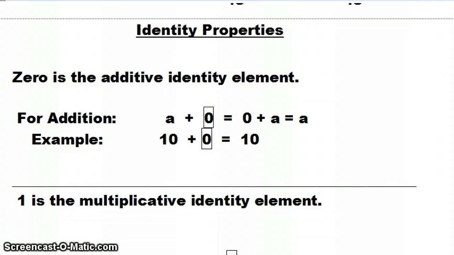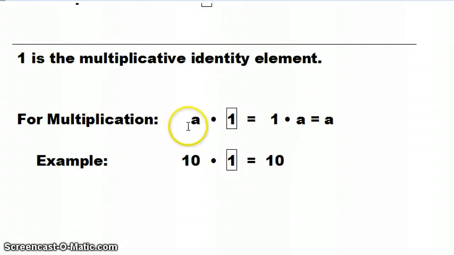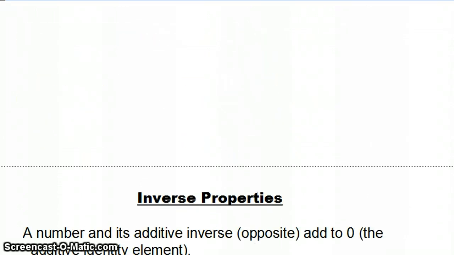For multiplication, it's called the multiplicative identity element. We can take 1 and multiply it by any number and we don't change the value of that number. For example, 10 times 1 is equal to 10. You can multiply the value in your checkbook by 1 and it doesn't change the value in your checkbook.